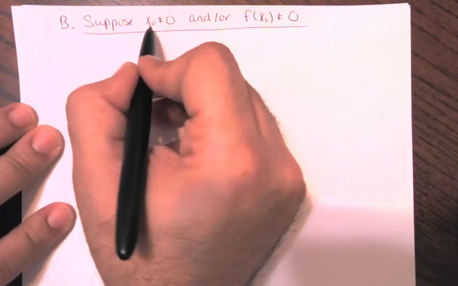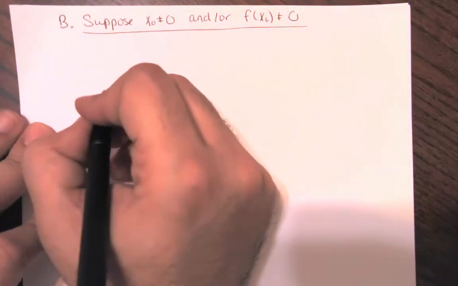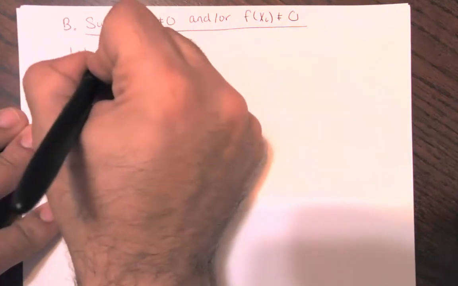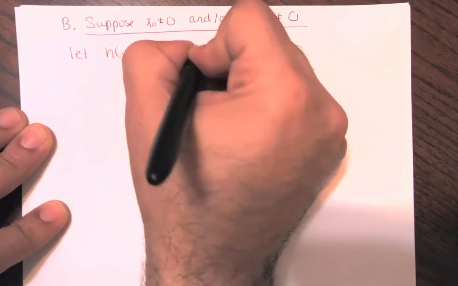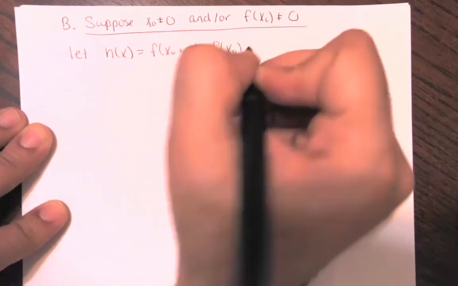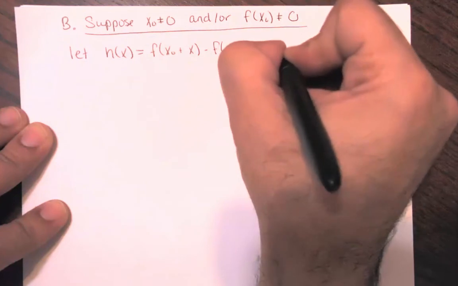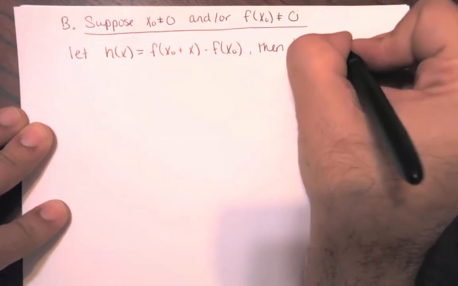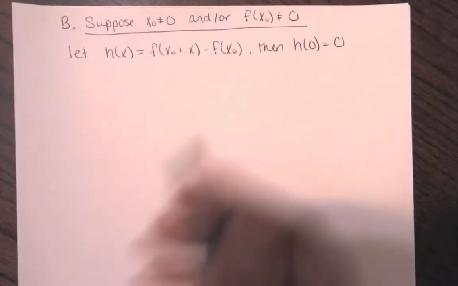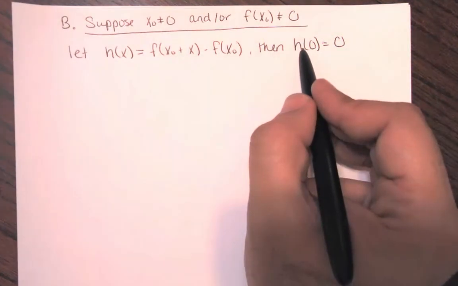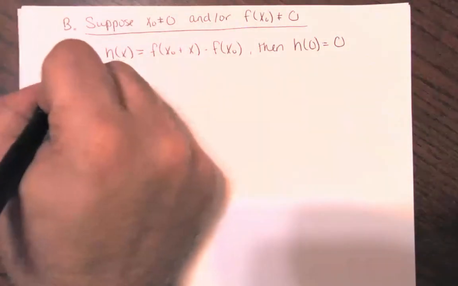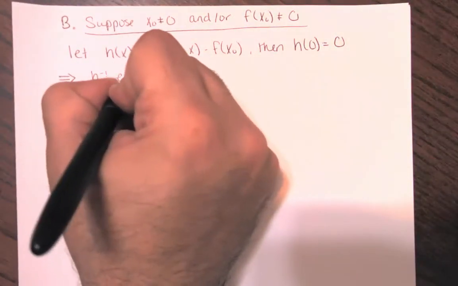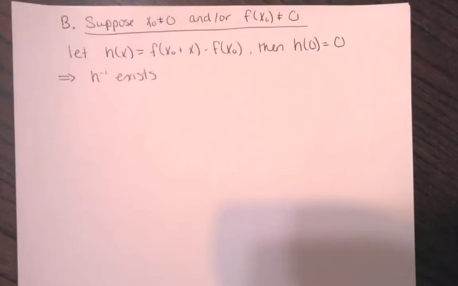So suppose x naught is not 0 and f of x naught is not 0. Well, no problem. Let h of x be f of x naught plus x minus f of x naught. Notice that h of 0 is f of x naught minus f of x naught, which is 0. So h, no matter what its derivative is, so long as it's invertible, and of course it has to be because the derivative of f at x naught is invertible. Therefore, h inverse exists in some open neighborhood of 0.